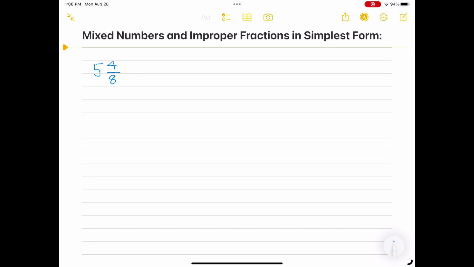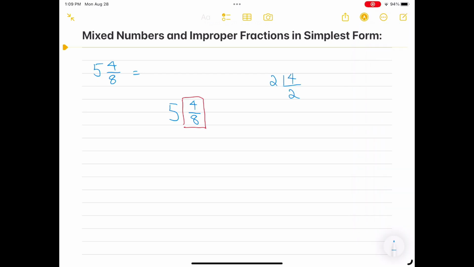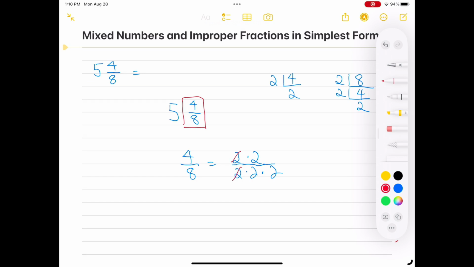To write 5 and 4/8 in simplest form, we need to make sure that the fraction 4/8 is written in its simplest form. Break out 4 and 8 in their prime factors. The prime factors of 4 are 2 times 2, and the prime factors of 8 are 2 times 2 times 2. And now we cancel like factors. The 2s in the numerator cancel with the 2s in the denominator. So now we have just 1 in the numerator and 2 in the denominator, which makes the fraction 1/2. 4/8 simplifies to 1/2. So 5 and 4/8 simplifies to 5 and 1/2.